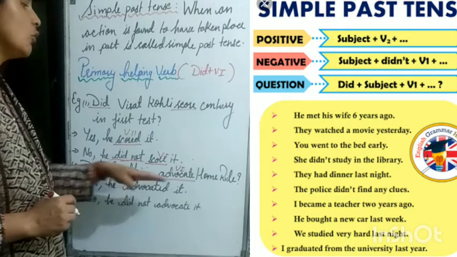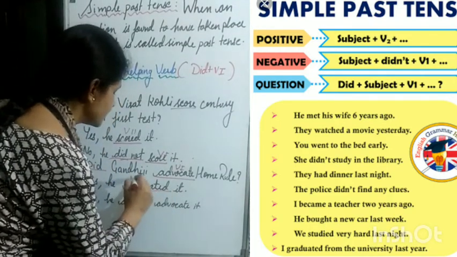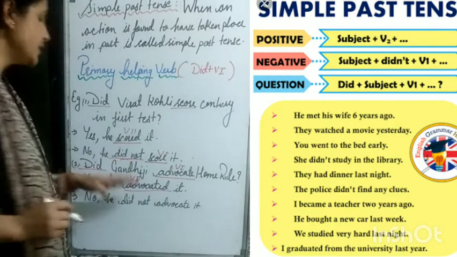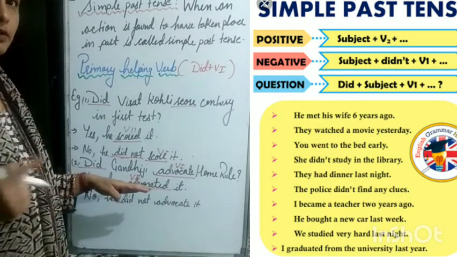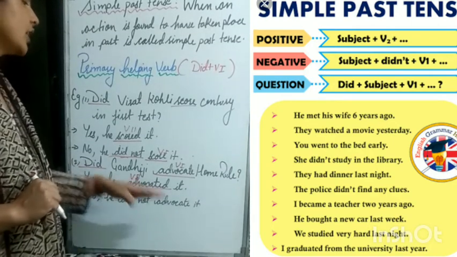Yes, he advocated it. So advocated, that is second form. Why is it second form? Because in affirmative we use second form of verb. No, he did not advocate it.